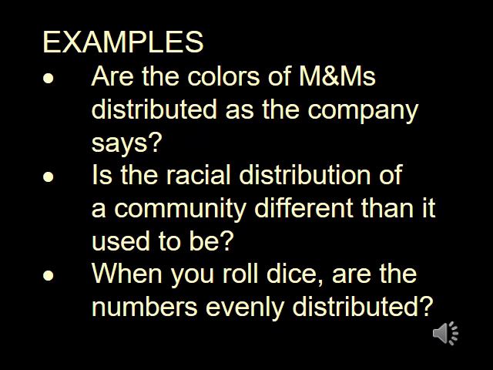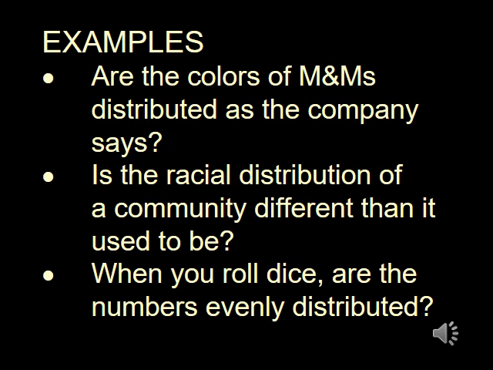Some examples of how people do use this. Sometimes I've had people do projects with colors of candy, and a real typical question here would be, are the colors of M&Ms different from what the company says they should be? Or are they different from what just a random distribution of colors would give you? Is the racial distribution in a community different than it used to be? There's actually a problem in your book that is precisely that question.